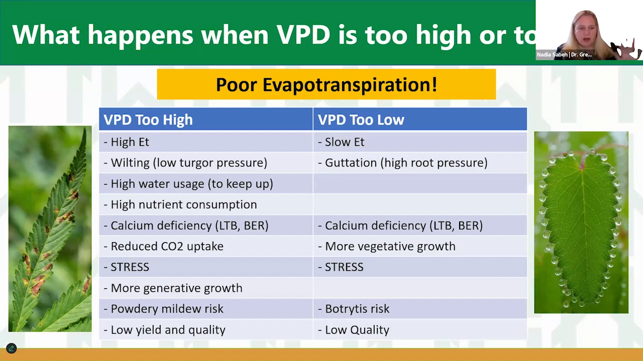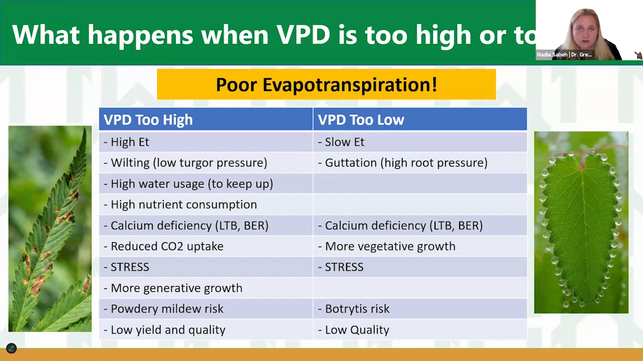We also have a high risk of calcium deficiency and reduced carbon dioxide uptake by reduced stomatal conductance. And ultimately, at a high VPD, we're creating a stressful environment for the plant, which is going to force it to want to go into generative growth, right, to reproduce before it dies. It's going to increase the risk of powdery mildew. And ultimately, it's going to reduce the yield and quality and what our sellable product could be in the end.